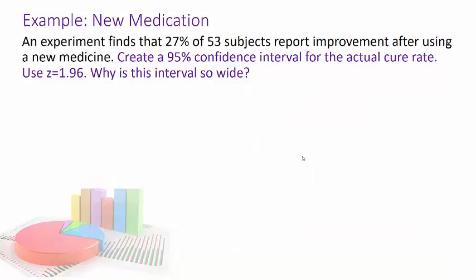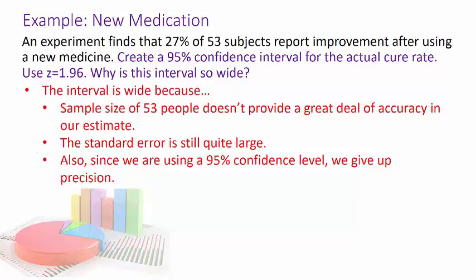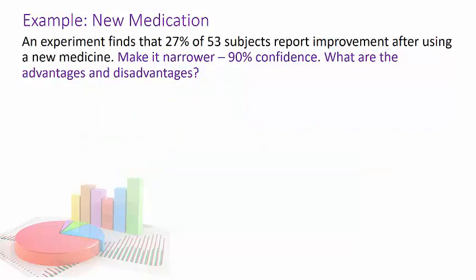why is this interval so wide? The interval is wide because the sample size of 53 doesn't provide a great deal of accuracy. The standard error is still pretty big in comparison to the proportion we're looking at. And since we're using a 95% confidence level, we're giving it precision. So maybe we should go ahead and make it narrower. What are the advantages and disadvantages? So let's go ahead and do the calculations.